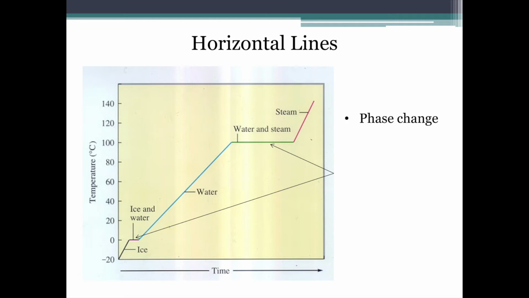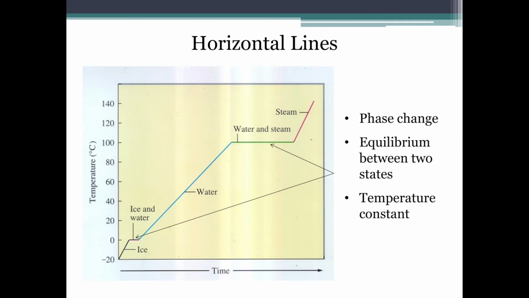This is where phase change happens. So we have equilibrium between the two states. You have both ice and water at the same time. You have both water and steam. It's a conversion from one to the other. At these points, the temperature is constant because the energy is going to breaking intermolecular forces instead of raising temperature. So kinetic energy is constant.